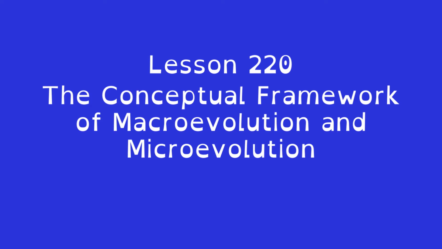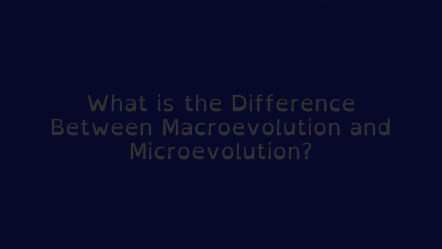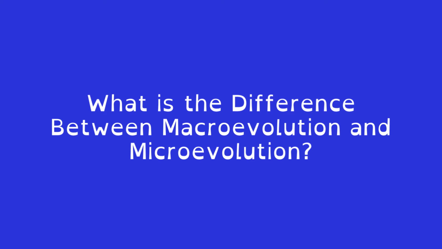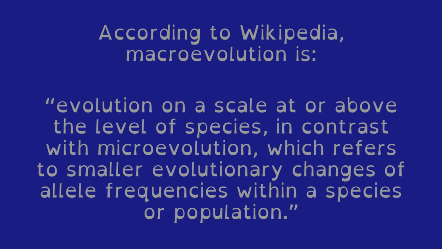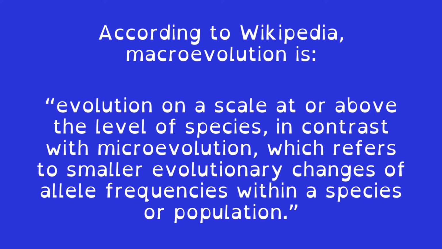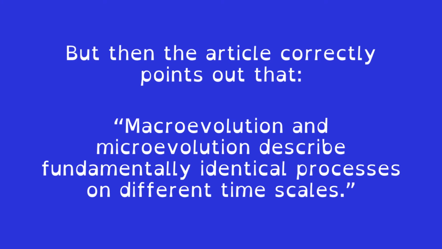The conceptual framework of macroevolution and microevolution. What is the difference between macroevolution and microevolution? According to Wikipedia, macroevolution is evolution on a scale at or above the level of species, in contrast with microevolution, which refers to smaller evolutionary changes of allele frequencies within a species or population. But then the article correctly points out that macroevolution and microevolution describe fundamentally identical processes on different timescales.